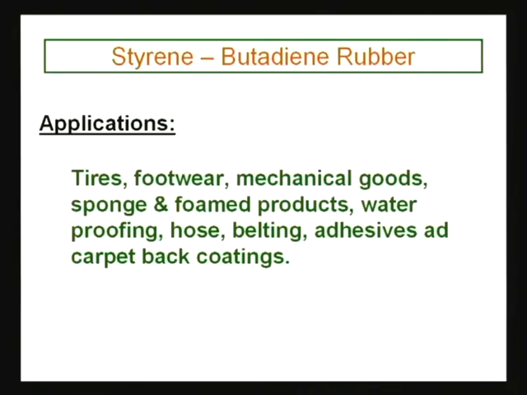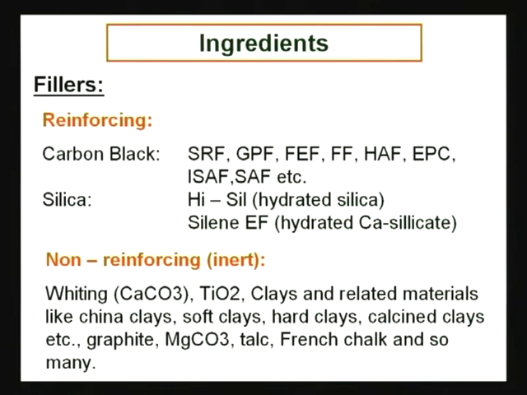Now, come to the details of the ingredients. Look at the filler. There are two categories of filler: reinforcing fillers and non-reinforcing fillers. Reinforcing fillers improve the strength properties of the rubber compound by their presence. That means there is a direct interaction between the polymer and the filler. If there is some interaction between the polymer and the filler, then we call it a reinforcing filler. For example, carbon black.